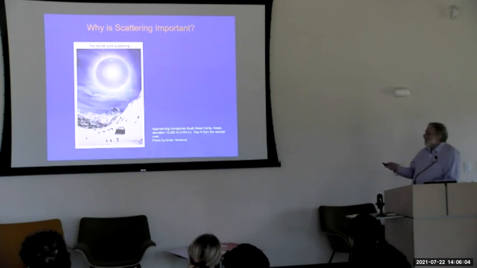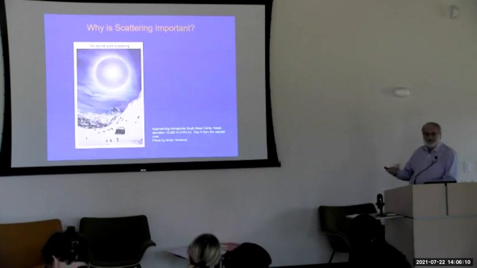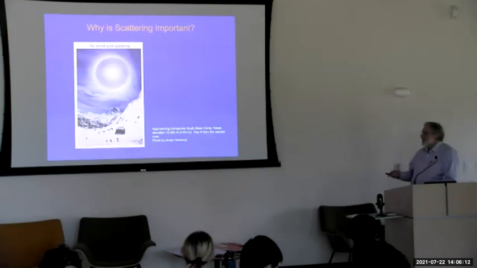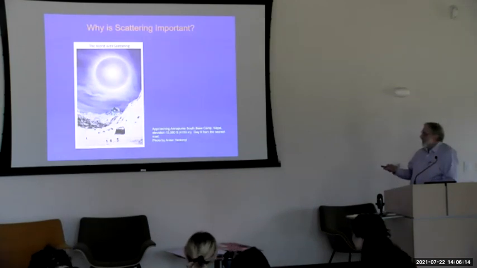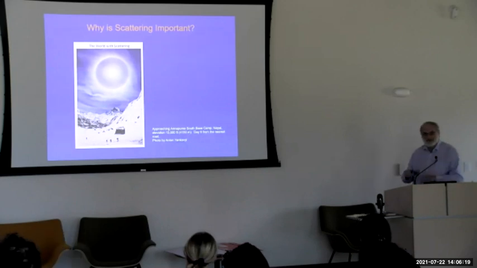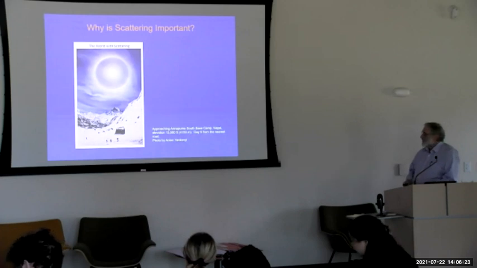So the halo is scattering of sunlight off of ice crystals in the atmosphere. The blue sky is scattering of sunlight off of nitrogen and oxygen molecules. The snow and the rocks that you see here, that's sunlight that's been scattered or reflected off of the surface. And so there's what you see.